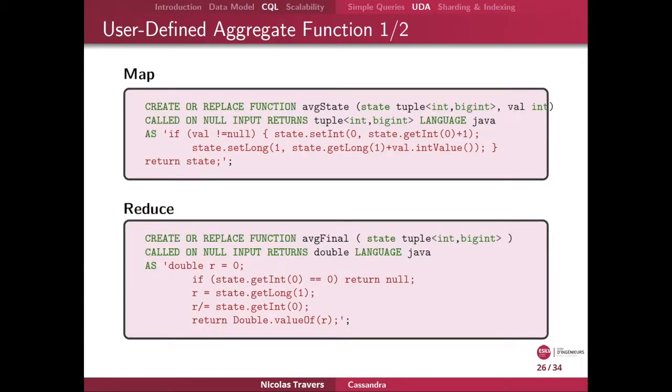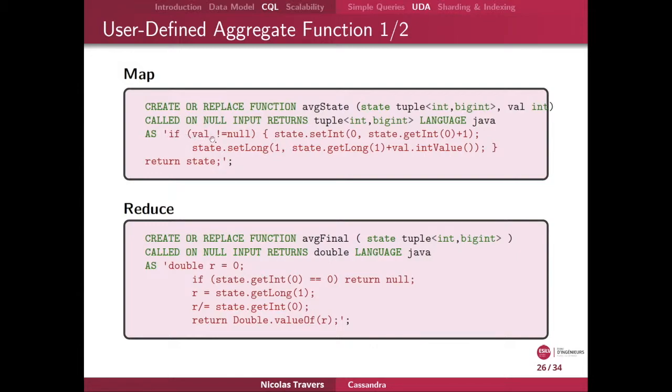Let's give an example of the UDA in Cassandra. First, we need to create the map. The map is a function in which we have the state, which is given in output, and the value, which is the input. It returns the information as a tuple with two different values, here integers, and we use the language Java. You can provide different languages, Python, C, C#, whatever. Traditionally, it's Java just because Cassandra is developed in Java.